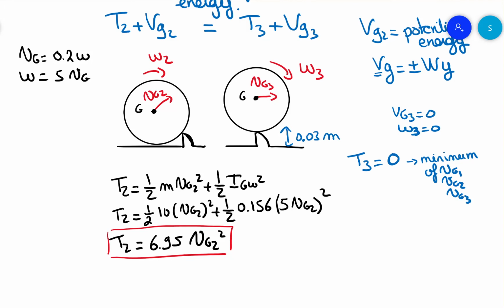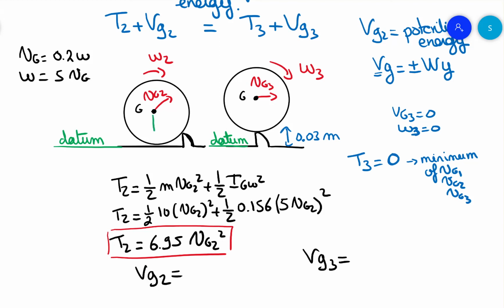Now we are missing the potential energies Vg2 and Vg3. For those we need a datum. And you know what? I will use the same datum that I used with my students yesterday. I think it's a good idea. Let's use this datum. The only thing that you need to make sure is to use the same datum for both the initial and final positions.